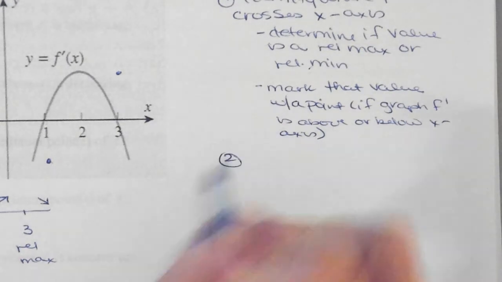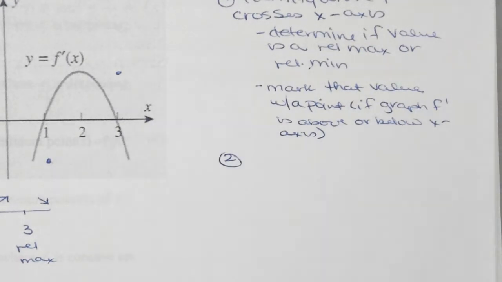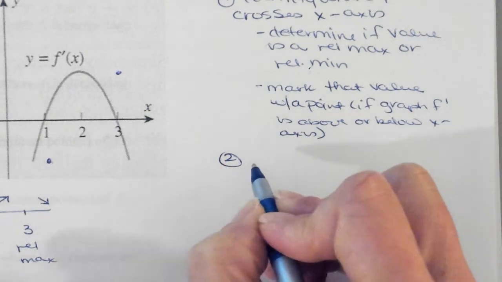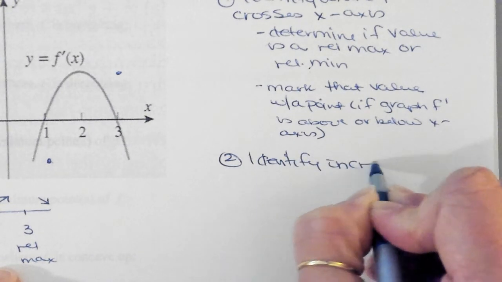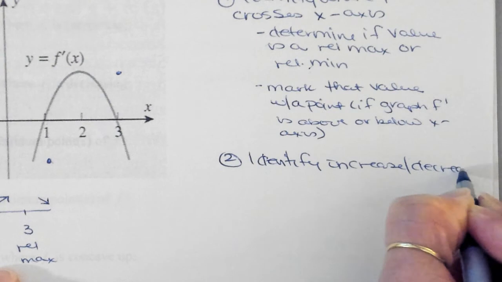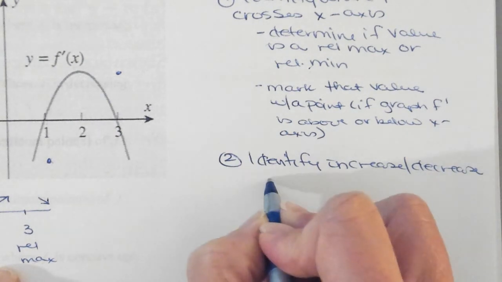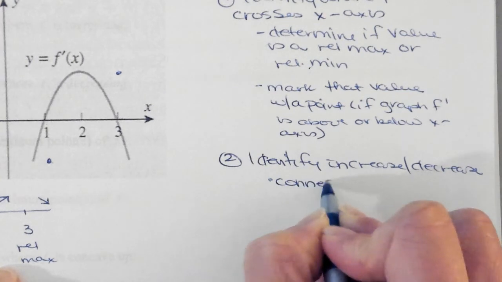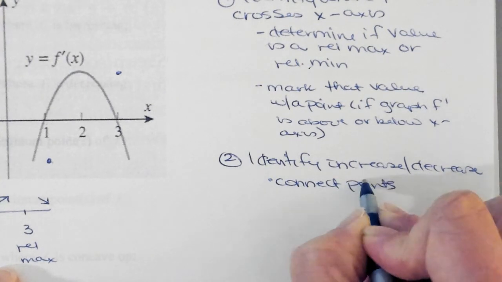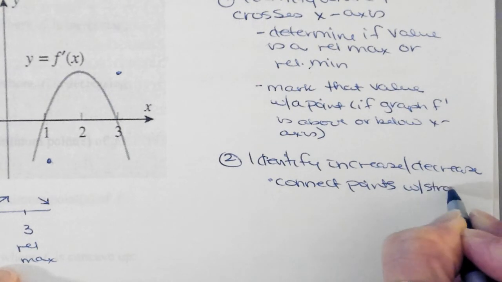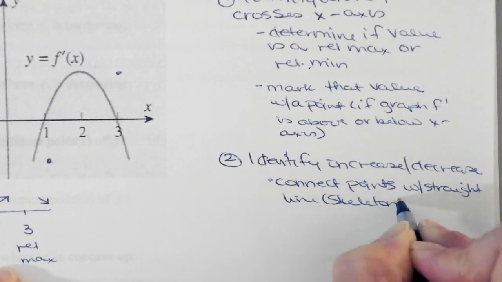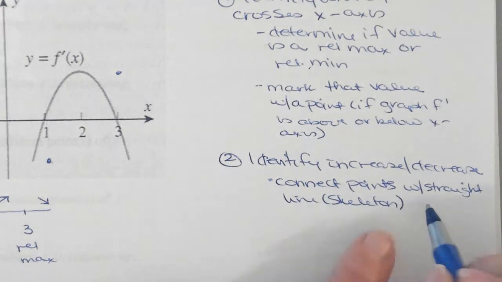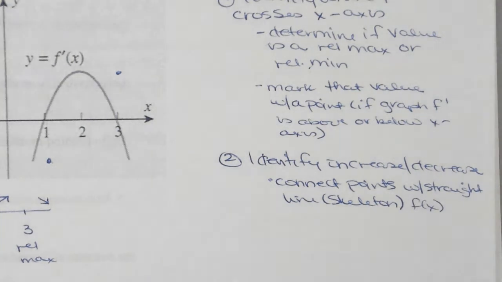Okay, so the second thing we're going to do is identify increasing or decreasing, and we just did that. So since we already have it on here, we're going to identify increase, decrease. Okay, and what we're going to do is we're going to connect our points with a straight line. And I'm going to call this the skeleton of our graph. Okay, because remember, we are sketching f of x.